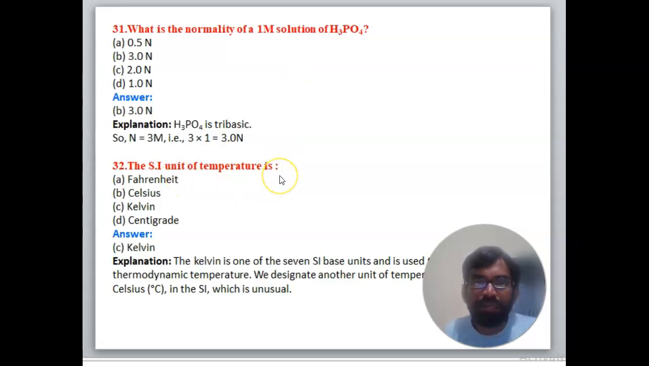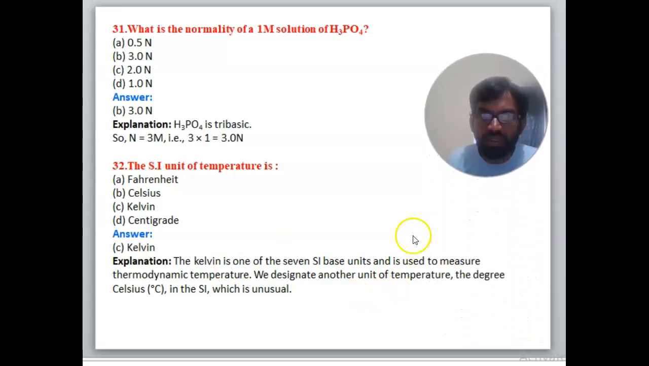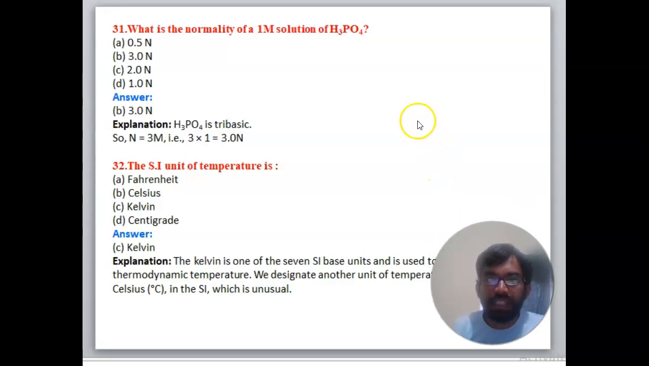What is the SI unit of temperature? Temperature can be measured in many units like Fahrenheit, Celsius, Kelvin, centigrade. The right answer is Kelvin. Kelvin is one of the 7 SI base units used to measure thermodynamic temperature, while degree Celsius is a derived unit. So these are some temperature units, especially Kelvin as the SI unit.